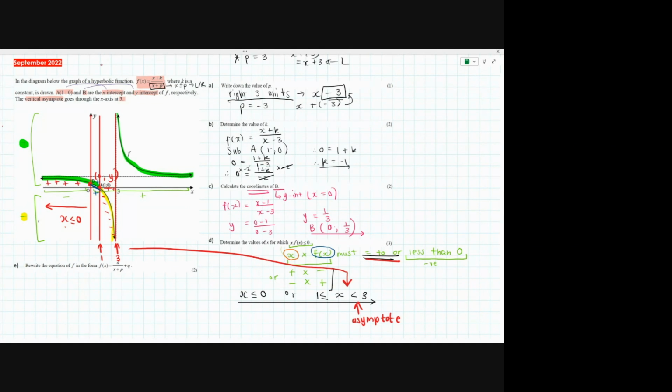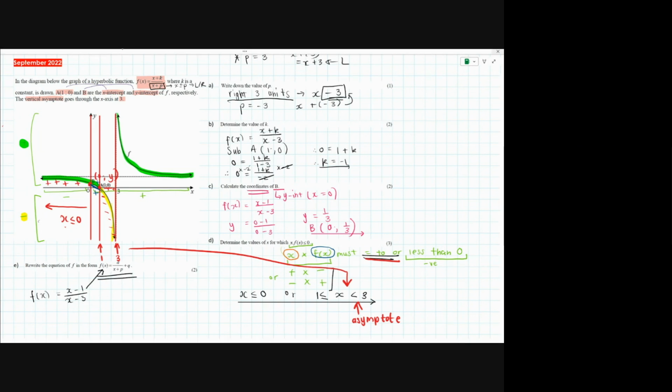All right, so this last question is something that you would have learned in grade 11, but it's also something that we test as a complex question. So the question says, rewrite the equation of f in the standard form. So in the form that we're used to, a over x plus p, plus q. So right now we know f of x is equal to x minus 1 over x minus 3. That's what we know. We somehow need to get from there to that.